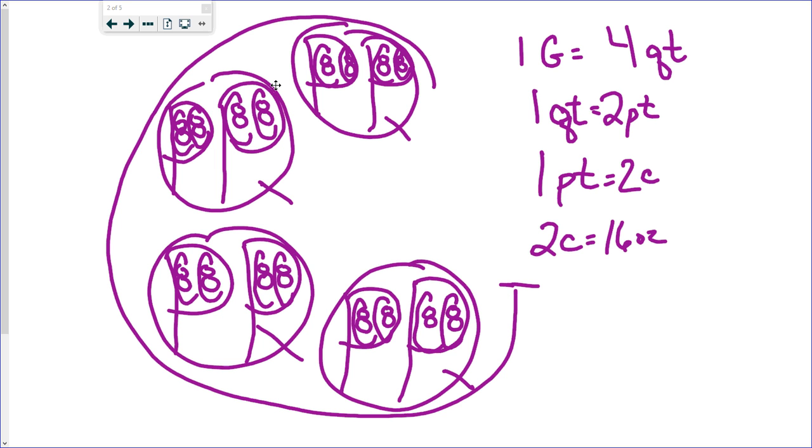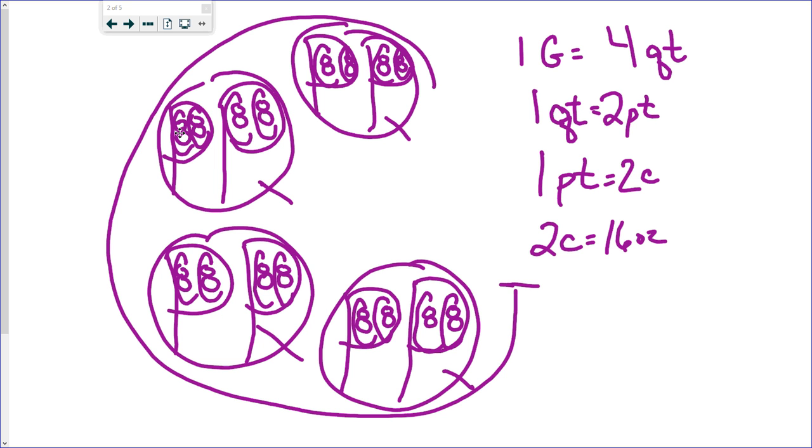Then we put 4 Q's inside the big G because there's 4 quarts in 1 gallon. Then inside each Q, we're going to put 2 P's. The 2 P's stand for pints. And then inside each P, we're going to put 2 C's, and those 2 C's stand for cups. And then eventually we're going to put little 8's inside each of the cups, and those 8's stand for ounces. They kind of look like O's if you write them like this, and so those are 8 ounces.